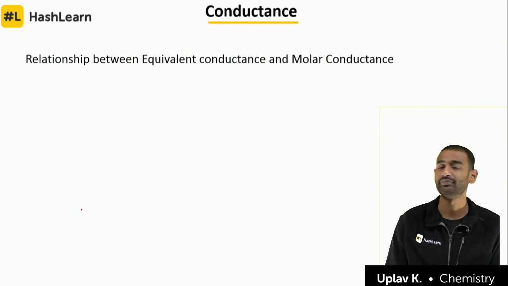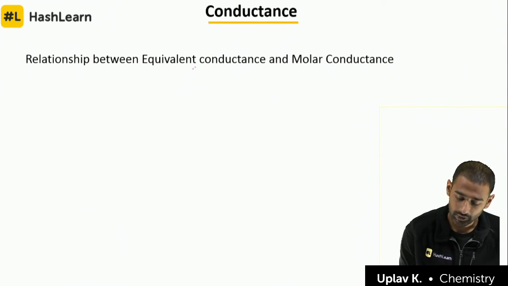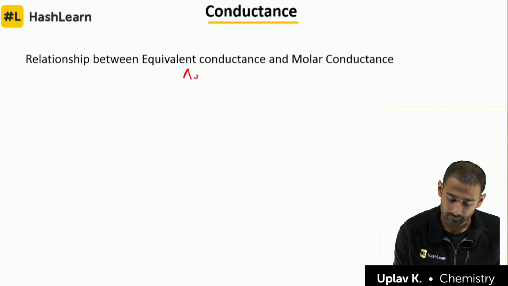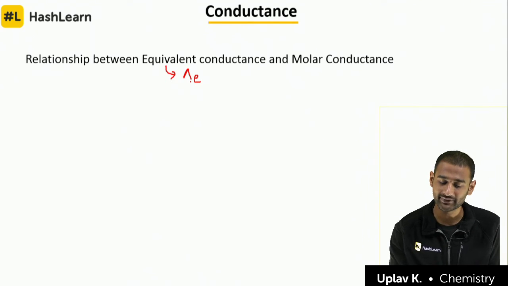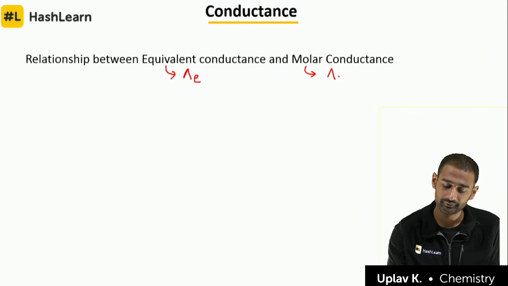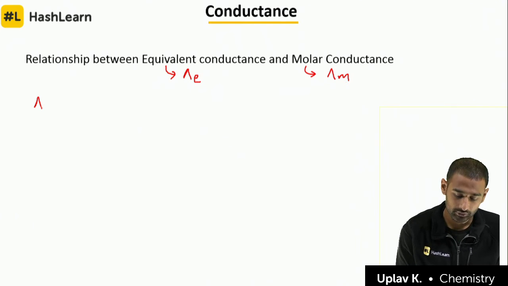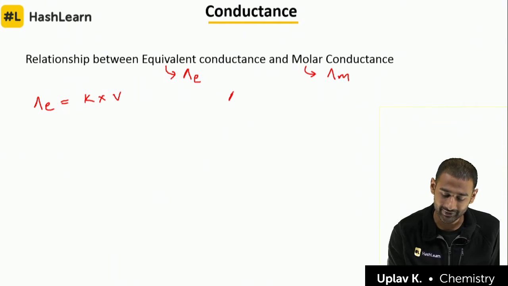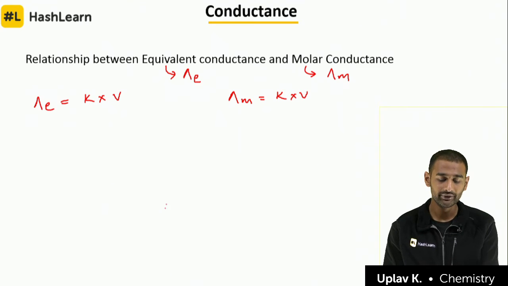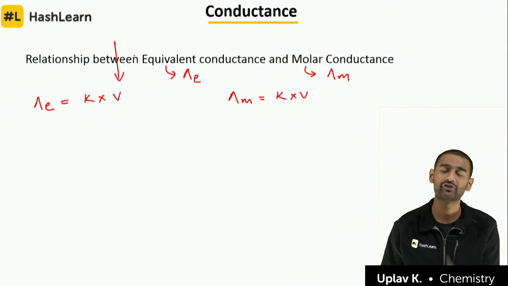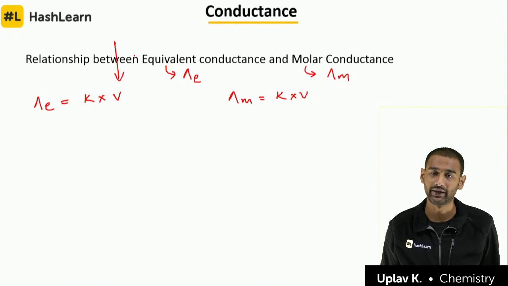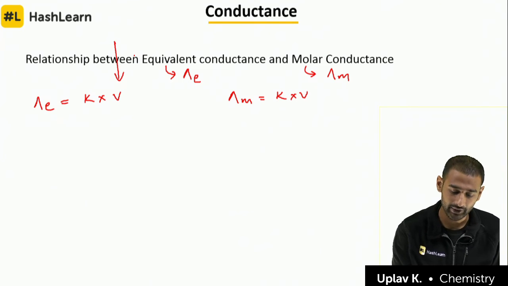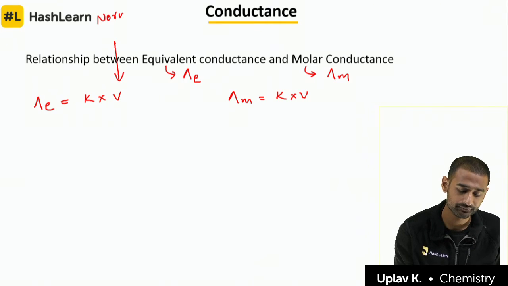Now let's find a relationship between both of them. Okay. Now let this be denoted by this and let this be denoted by this. Now this is equal to K into volume. This is the expression that we have. And this is also equal to K into volume. Now what is this? This is the volume which has one equivalence of the electrolyte. So can I say that this has a normality of 1?